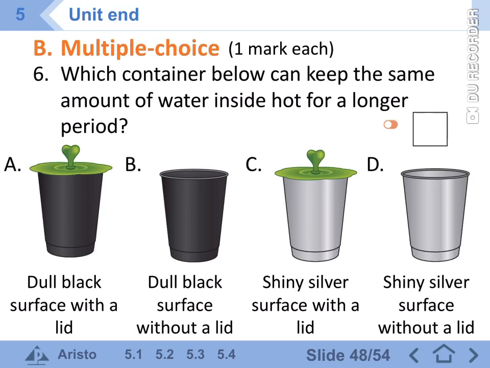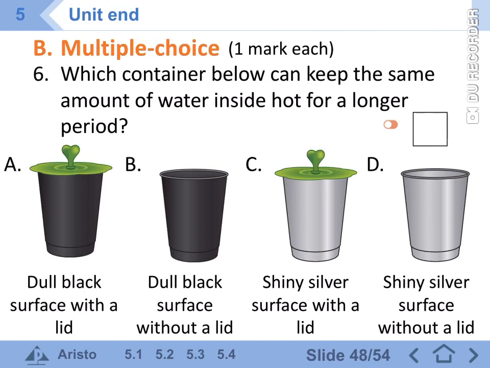Okay, number 6. Which container below can keep the same amount of hot water inside warm for a longer period of time? So in here, we want to keep it warm for an extended period of time. We can look at the lid. It has a lid on, so basically it will stop the convection. So we can just eliminate B and D directly. The answer is either A or C. So let's take a look at A and C.